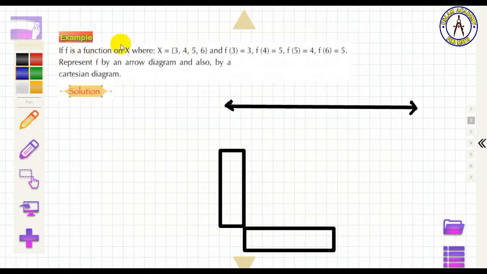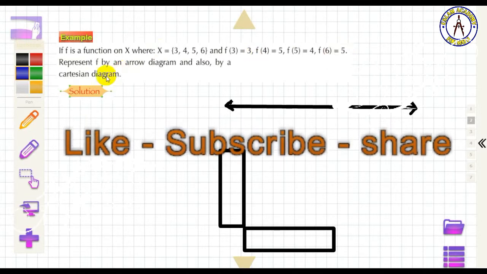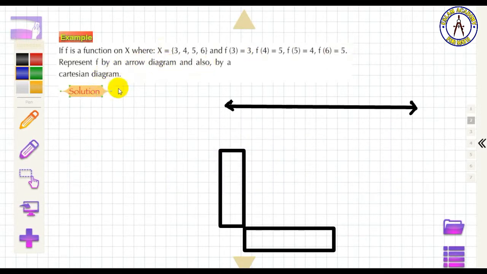For example, f is a function on x, where x equals 3, 4, 5 and 6, and f of 3 equals 3, f of 4 equals 5, f of 5 equals 4, f of 6 equals 5. Represent f by the arrow diagram and by Cartesian diagram. At first we have to know the meaning of f of 3 equals 3, that means when x equals 3, y equals 3.